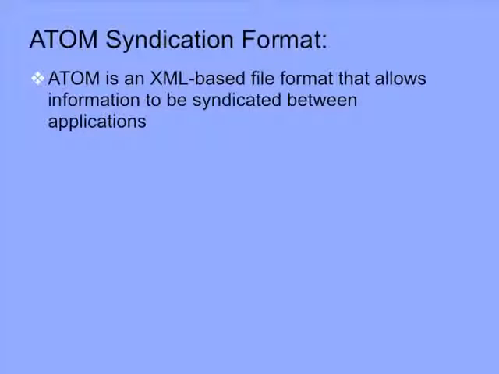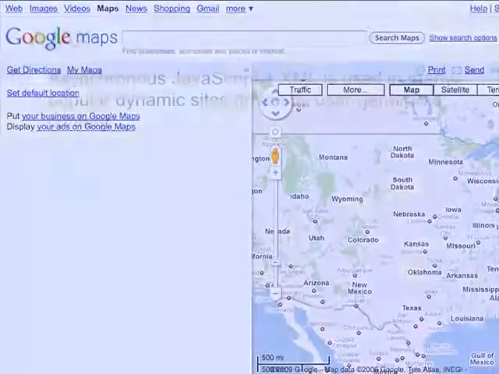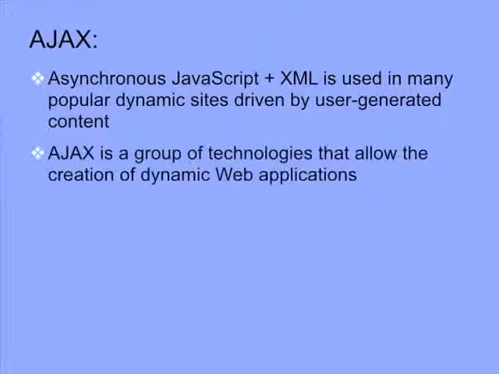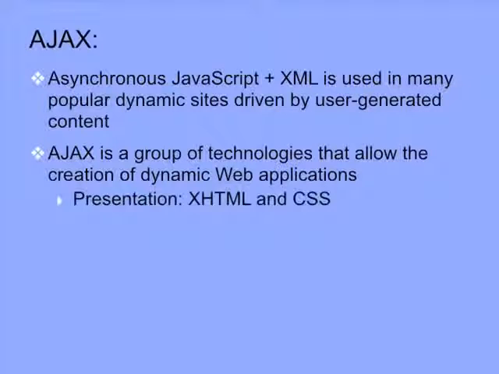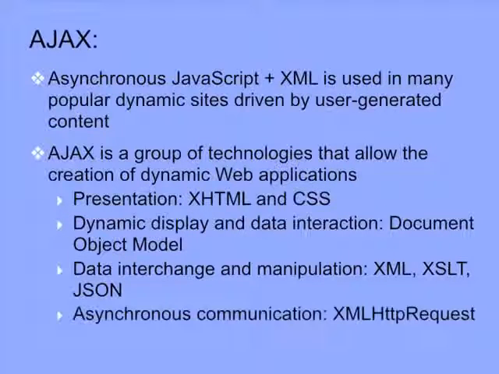Like RSS before it, Atom syndication format is an XML-based file format which allows information to be syndicated between applications. Developed as an alternative to RSS, Atom is specifically designed to allow elements to be reused in non-Atom context. Asynchronous JavaScript plus XML, or AJAX, is used in many popular dynamic sites driven by user-generated content. AJAX is a group of technologies that allow the creation of dynamic web applications. XML is present in the presentation, dynamic display and data interaction, data interchange and manipulation, and asynchronous communication.